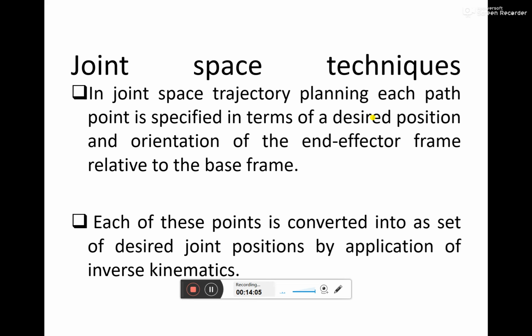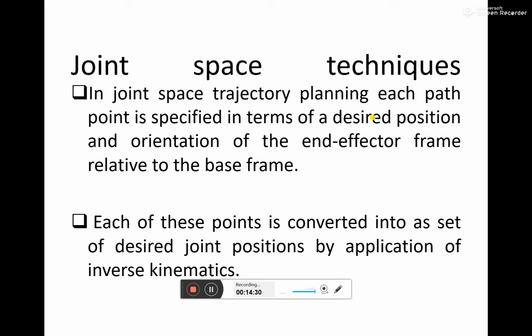Especially in joint space trajectory planning, each path point is specified in terms of the desired position and orientation of the end effector frame relative to the base frame.